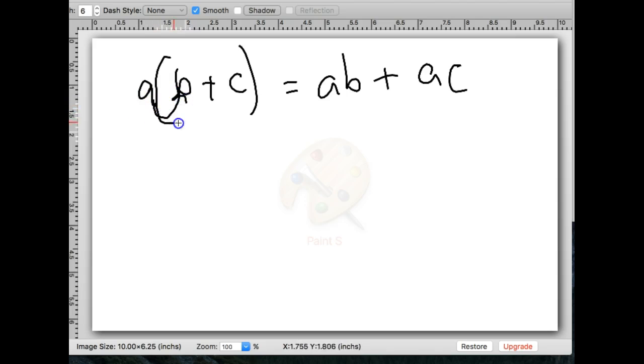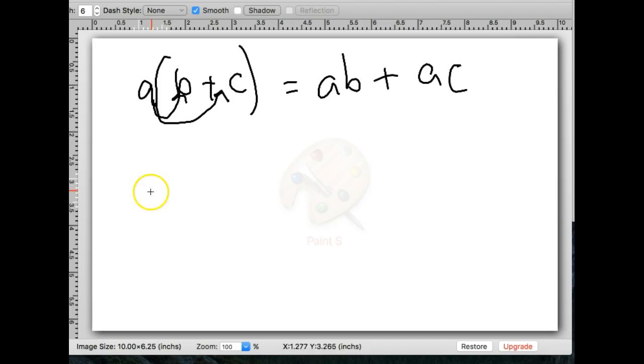Basically, this is the distributive property. If you have a number in front of a parentheses, that A gets distributed to each of the monomials inside. So A times B, A times C. Notice there's no more parentheses. That sort of unlocks the parentheses.